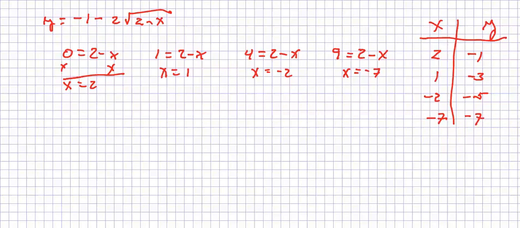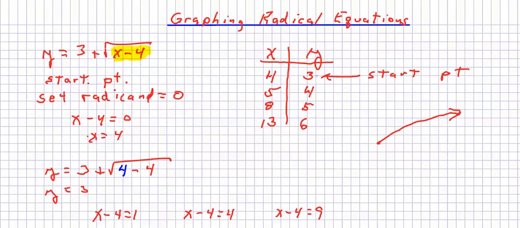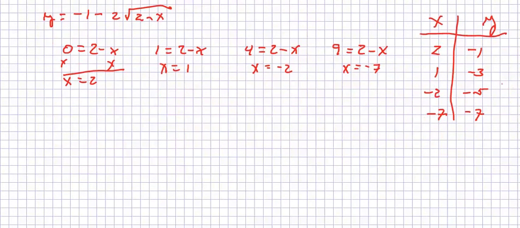Notice the last time we went up by 1s, 3 to 4, 4 to 5, 5 to 6. Now we're going up, or down actually, by 2. 1, 3, 5, 7. We're going down by 2 because of that 2. All right? And then we would graph. And remember, this is the starting point. When you graph, you start there and you go in this direction.